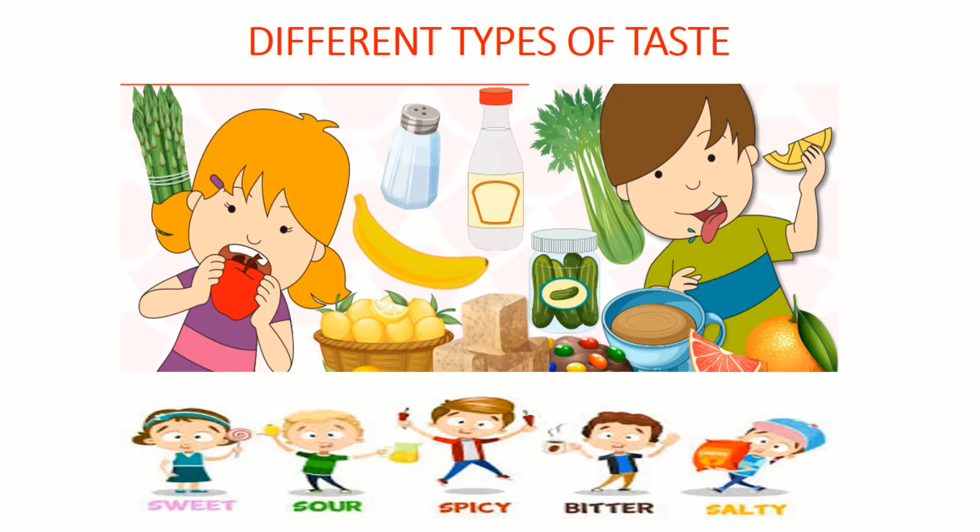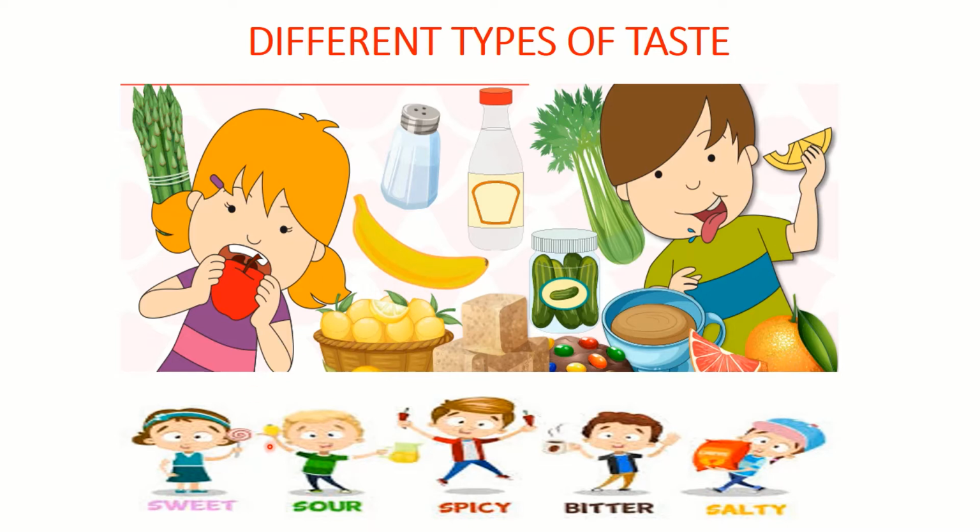Look at the picture, students. You will find that there are a variety of foods. You can see here apple, banana, cucumber, sugar cubes, chocolate syrup, orange, lemon, salt, and so many varieties of food. You know there are different types of taste in different food.